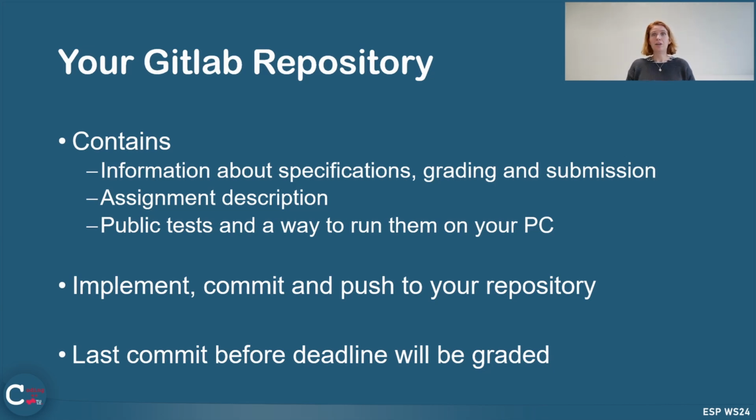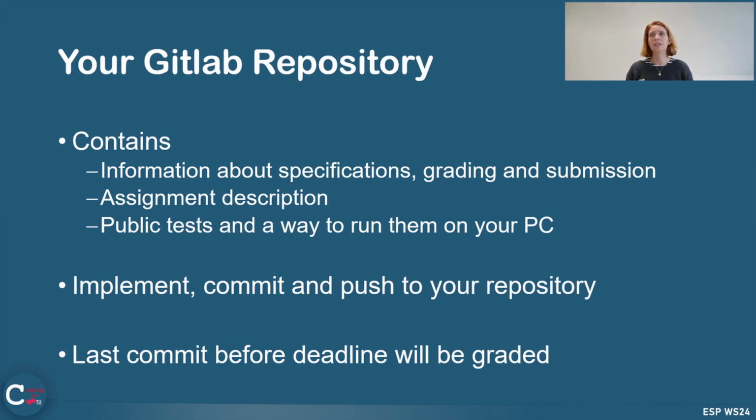So how we do our assignments is you will get your, or we might have already gotten your own GitLab repository. For this you get an email that is a link to a GitLab repository. And this repository contains information about the specifications that I talked about, so the rules you need to follow for this assignment. It contains all the information about the grading, how you can submit your assignment. It contains the detailed assignment descriptions, and also it contains the public tests and the way to run them on your PC.